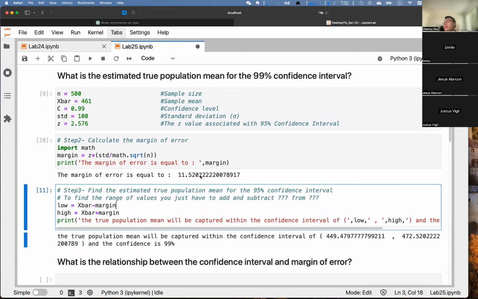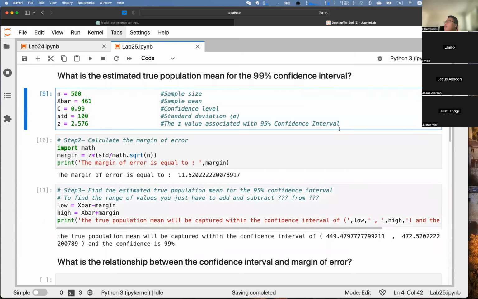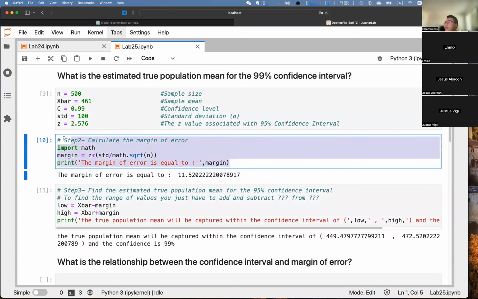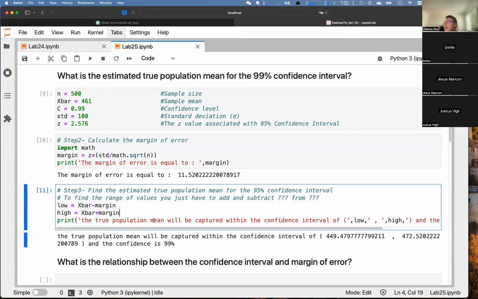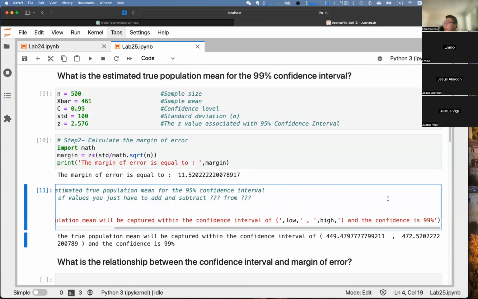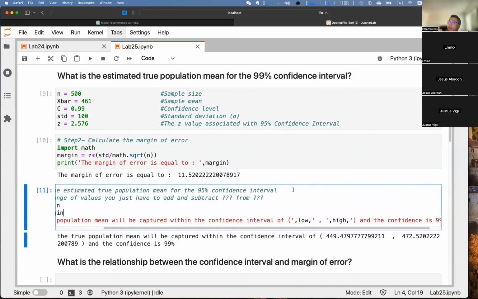Please do it by yourself. You can copy or you can write it. What do we need to change? The first is organizing the data. The second is the same, since calculating the margin of error is the same. For the last one, if you want to copy, you need to make sure the confidence level is different. Only this one is different for the last two cells.